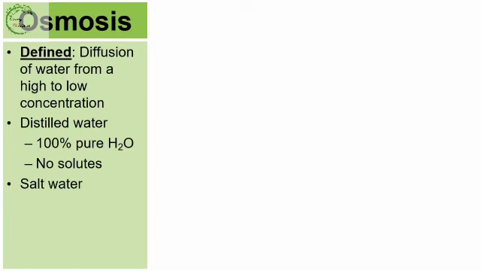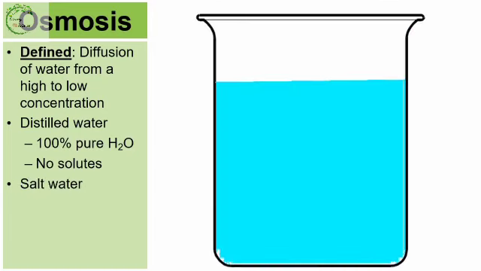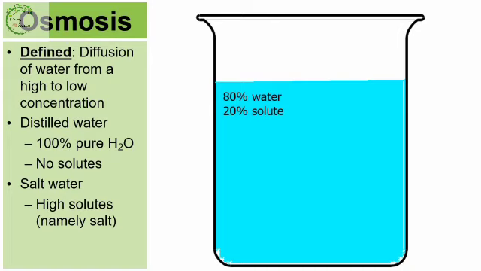Well, let's do another example using salt water. Now, here's a container, pretend, of salt water, and salt water has a high amount of solutes in it, namely salt. Let's pretend this salt water is 80% water, 20% solutes. Let's bring back that same cell from a moment ago. The cell has 90% water, 10% solutes.